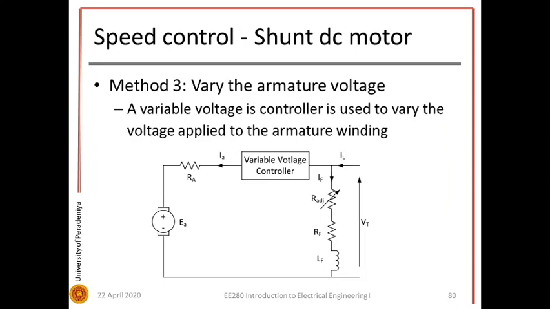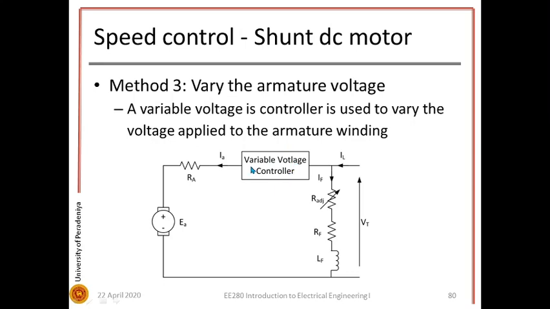Third method is change in the armature voltage. So basically this is the armature circuit. So you are going to change the voltage applied to the armature circuit. So you get the supply from whatever the source that you have, and that is fed into the field winding, and in between this point and here you have a variable voltage controller.